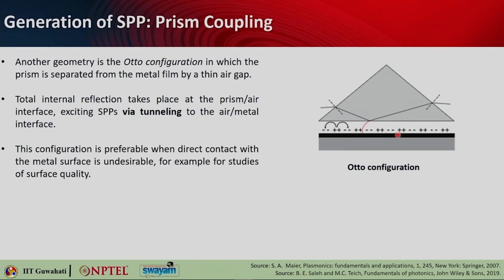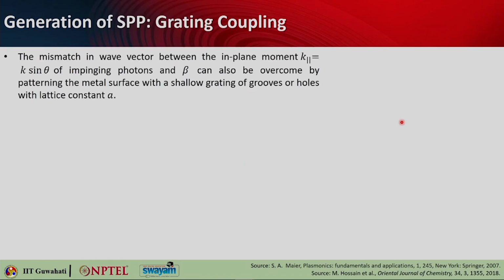Now, in which case will this be useful? This kind of configuration is useful when no direct contact with the metal surface is allowed. Something like, say you want to study the surface quality of a particular metal, in that case you will not be able to touch the metal surface. So, in this case the Otto configuration will be useful because the prism is placed at a particular gap from the surface. Fine. So, with that we can think of another method of SPP generation besides prism coupling.